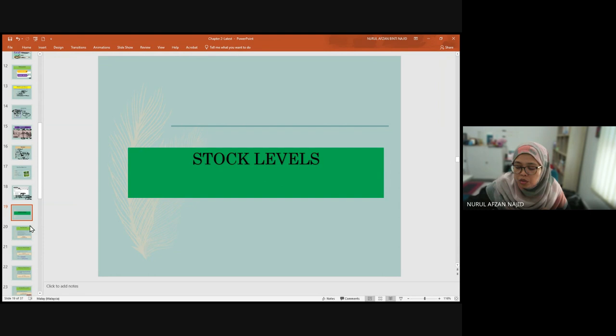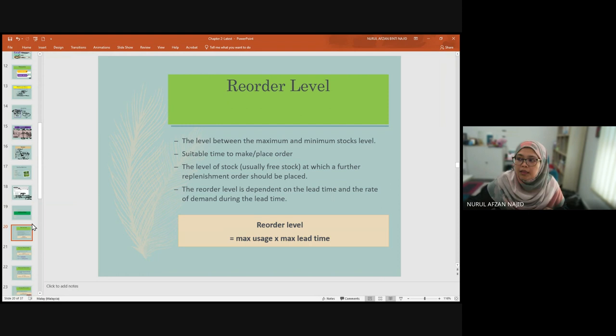Okay, so untuk stock level, ada lagi banyak formula yang you have to memorize. Pertama reorder level ataupun kita panggil sebagai reorder quantity. Yang ni boleh juga you jot down reorder quantity. Reorder level ni adalah level between maximum dengan minimum. Dia tengah-tengah. Dan reorder quantity ni adalah quantity yang bersesuaian untuk you buat order.